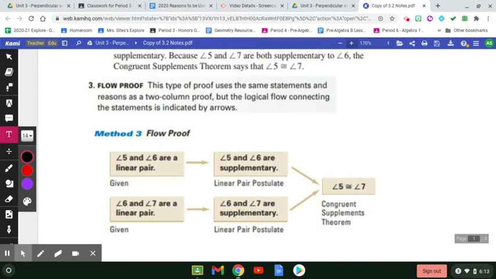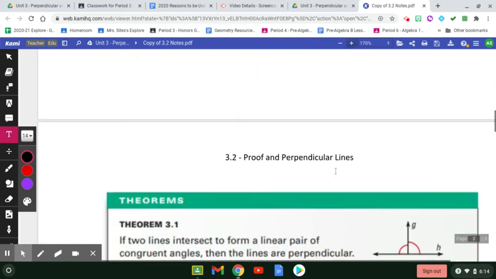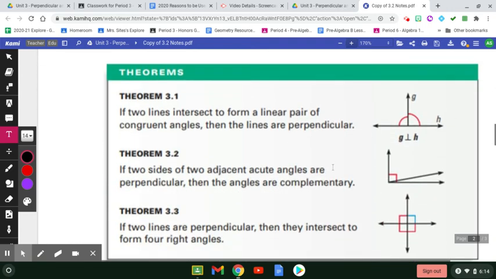What a flow proof does is this type of proof uses the same statements and reasons. It's sort of like a two column proof, but it uses a logical flow connecting the statements with arrows. So we have two givens in our proof, and two things that are flowing together with the linear pair postulate. They're all connecting together at the end with the congruent supplements theorem and what we're trying to prove. So you just have to follow the directions and what's given to you, but they all connect together, and we're still getting from point A to point B with a given statement and what we're trying to prove.